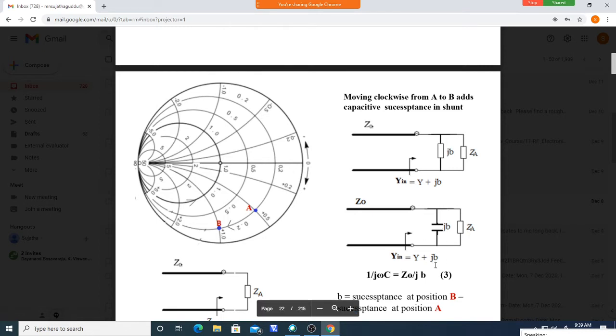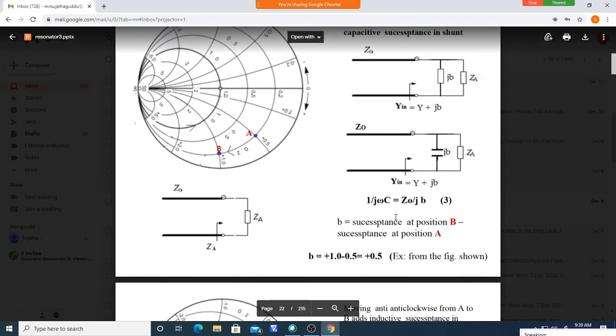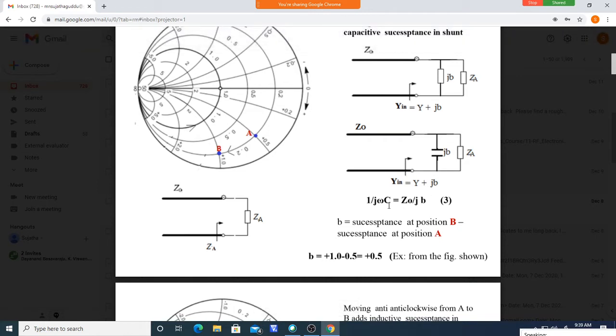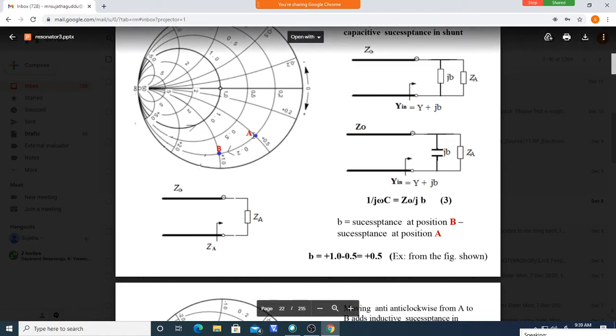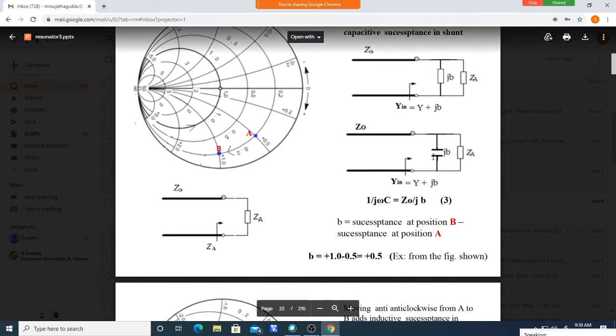What is the capacitor value? That you can find from this equation. The only unknown here is B. How do you find the B value? Moving on a conductance circle in the clockwise direction adds a capacitor, but you should know the value of the capacitor. For that, you have to find the value of B.